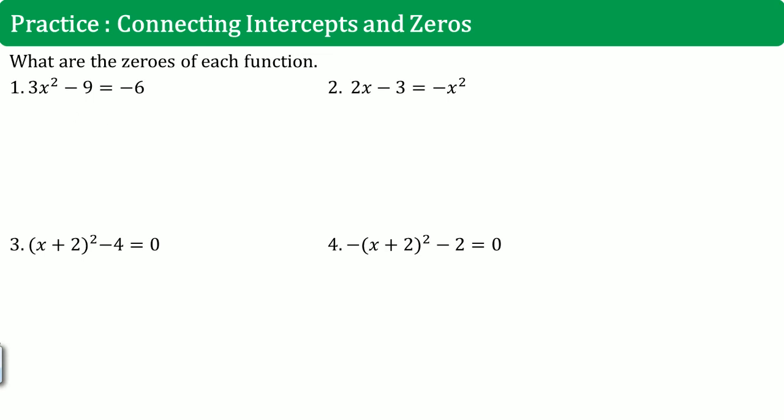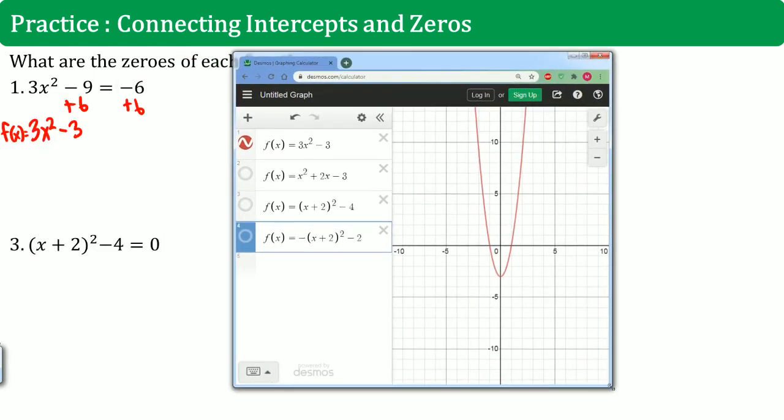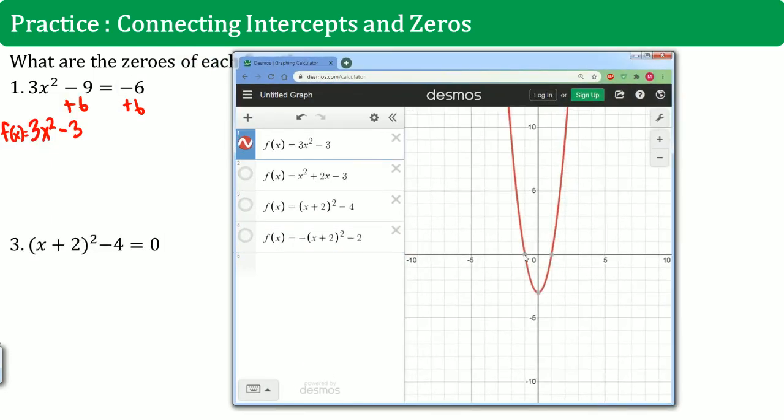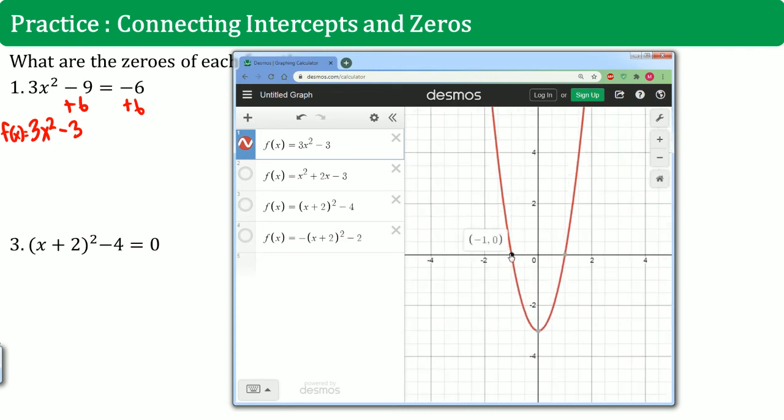So let's put this in standard form. Actually, let's just move this over. Add 6 to both sides. So this becomes 3x squared minus 3. You can graph this now. F of x can be equal to that because it's now in standard form. It should look like what is in red here. And you can see that the parabola's solutions are at -1 and 1.